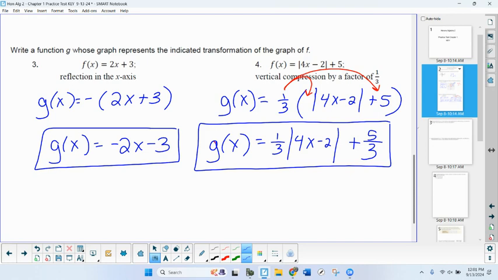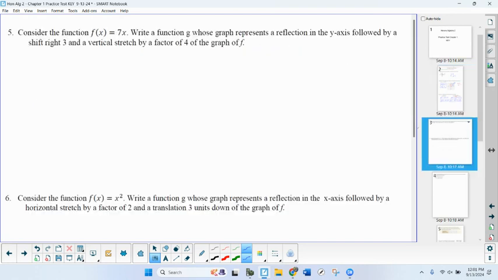Okay, 5 and 6 were just like 6 and 7 on your quiz. These were big ones on our quiz. If you want to try another problem, cover it up on your quiz and try it again.